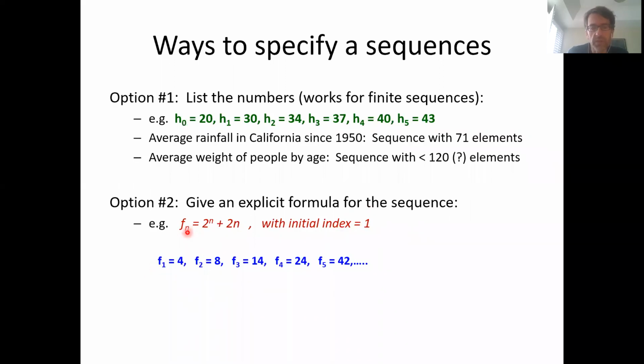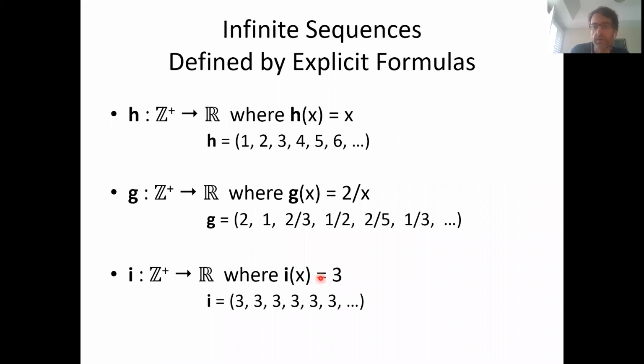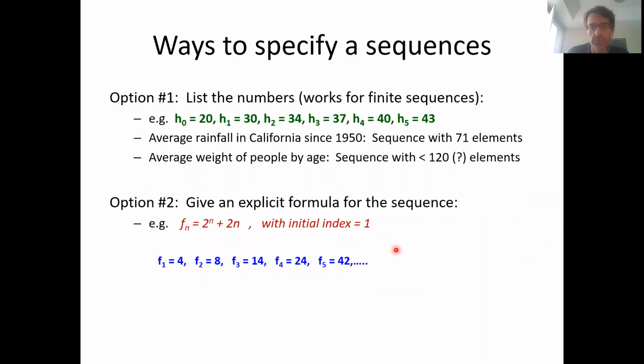I put 1 here, and then I read off what this formula defines. So it's 2 to the 1 plus 2 times 1. So it's 2 plus 2, 4. F2, I put n equal 2 in this formula. So it's 2 to the second power plus 2 times 2. So that's 4 plus 4, 8. Look at F3. This is 2 to the third, which is 8, plus 2 times 3, which is 6. So it's 8 plus 6, 14, and so forth.